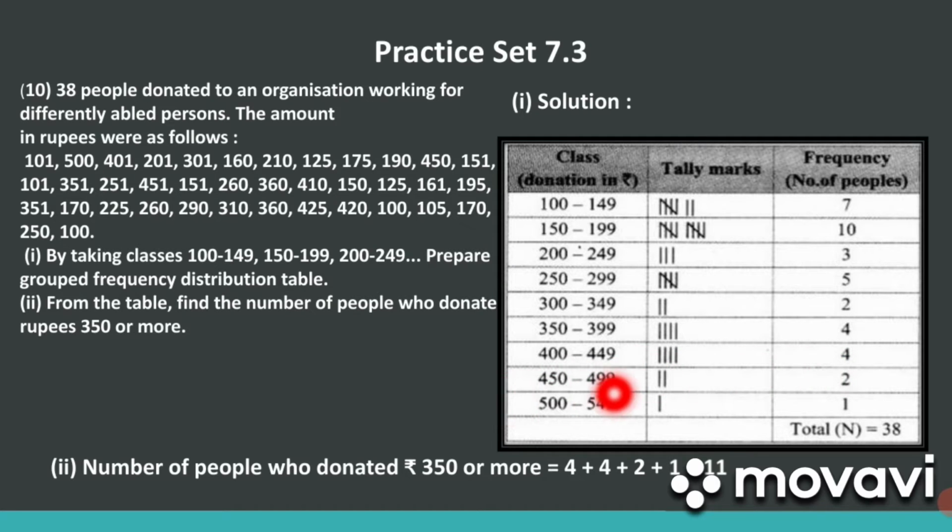For 450 to 499, the frequency is 2. And for 500 to 549, the frequency is 1. The sum of all frequencies is equal to n, which is equal to 38. For subdivision 2, the answer will be number of people who donated rupees 350 or more is equal to 4 plus 4 plus 2 plus 1, and that is equal to 11.